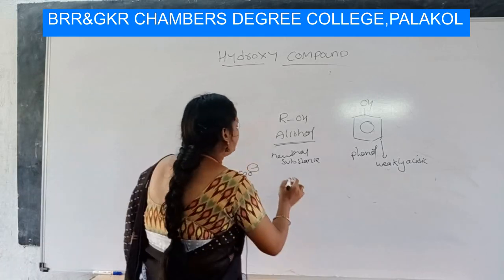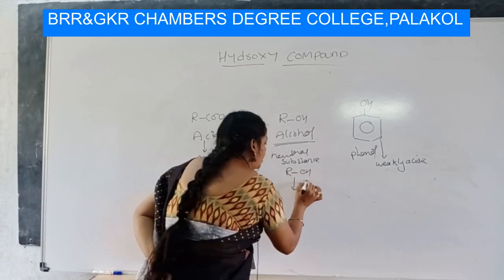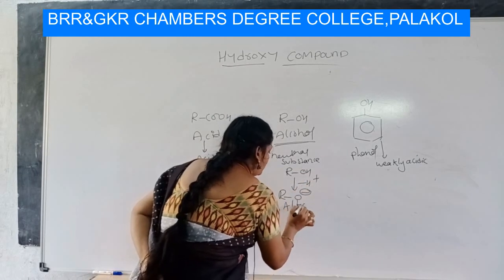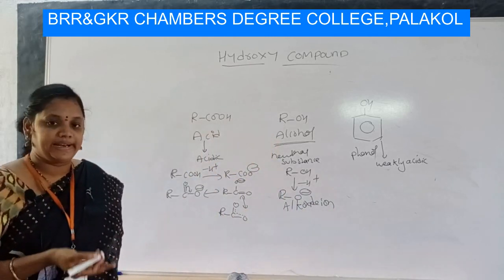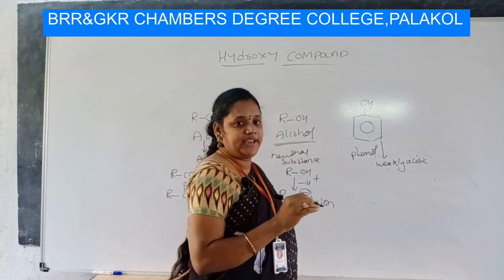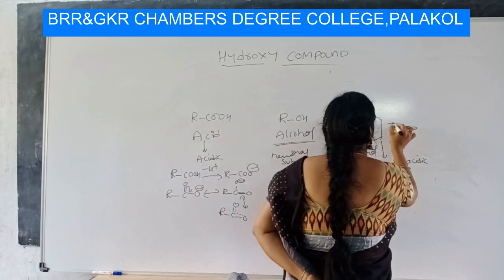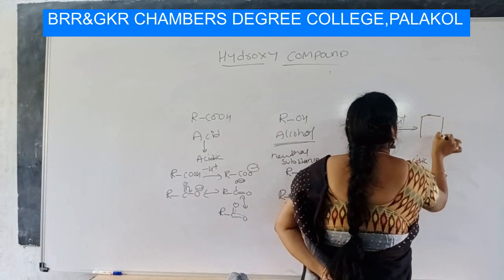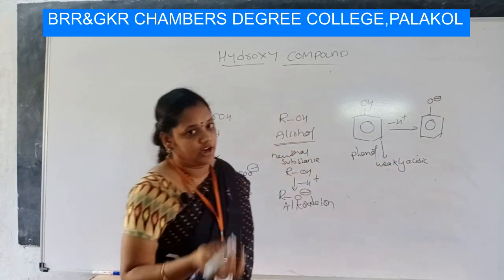What happens in alcohol? If you take alcohol and remove a proton, you form RO minus. Alkoxide ion is formed, which does not undergo any resonance stabilization. Why is phenol weakly acidic? When you remove H plus from phenol, you will get phenoxide ion.